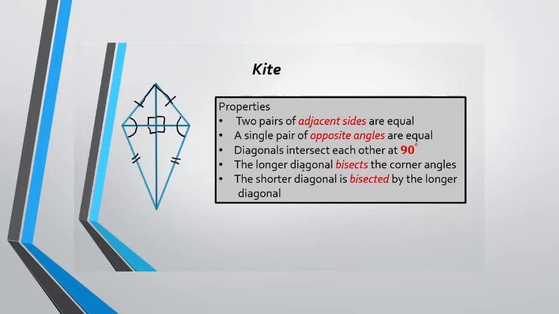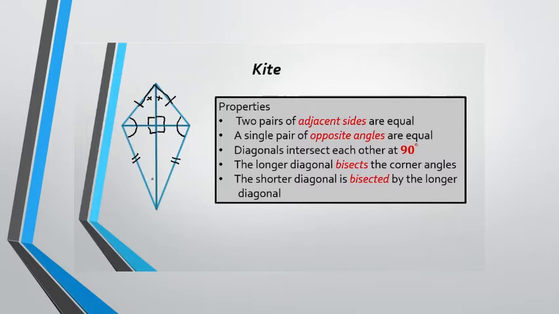They say the longer diagonal. The longer diagonal is the vertical line from the top vertex to the bottom vertex. The longer diagonal bisects the corner angles. Bisect means cutting in halves. In this case, the longer diagonal cuts that angle, so that angle and that angle there have to be the same.